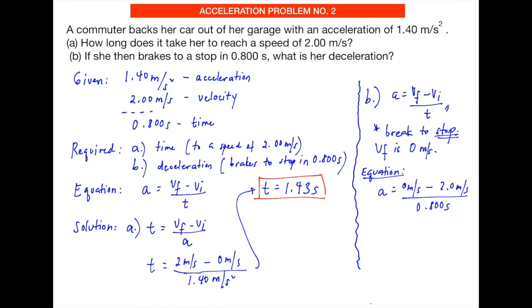And then therefore we have here negative 2 divided by 0.800, that is negative 2.50 meter per second square. And this is our acceleration. Now this negative 2.50 meter per second square, you have to take note that this is deceleration. Meaning to say the change in velocity is slowing down.